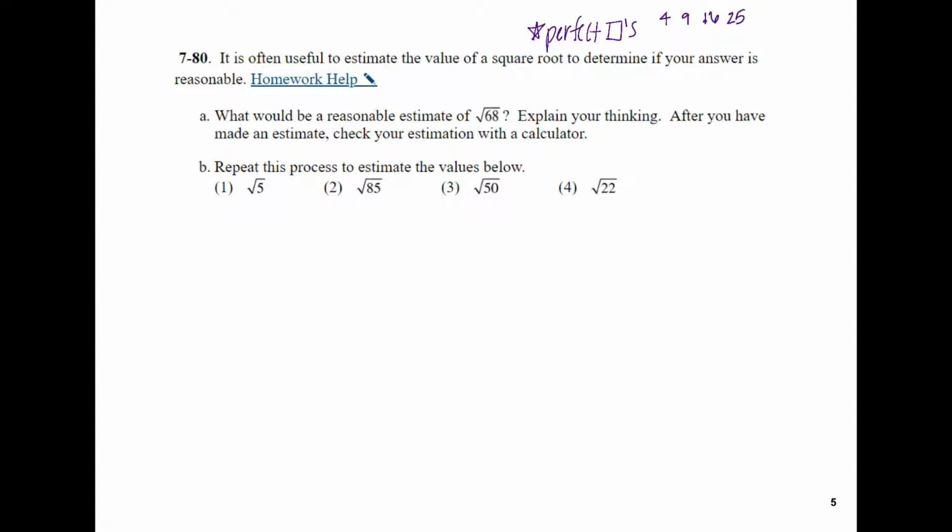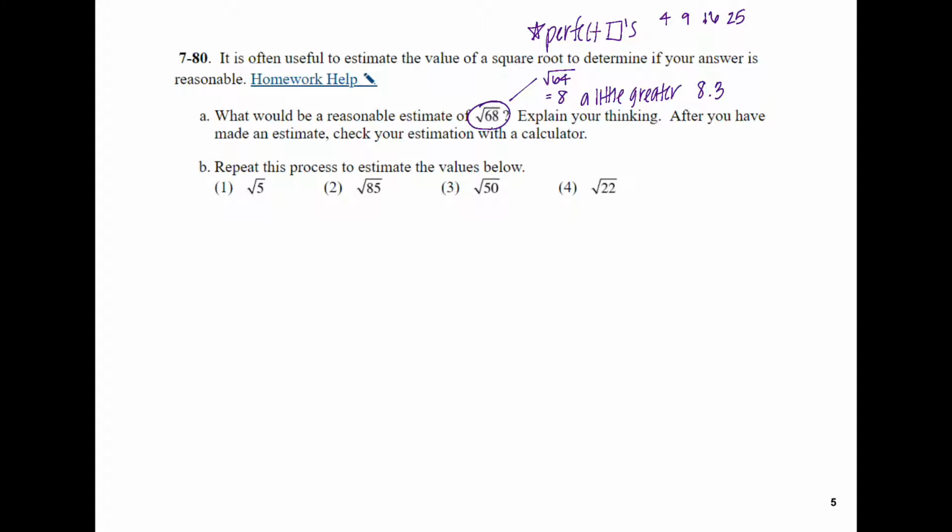Those are our perfect squares. So what would be a reasonable estimate of the square root of 68? Explain your reasoning. After you have made an estimate, check your estimation with a calculator. So when I look at the square root of 68, I think of the square root of 64 as being equal to 8. If I'm looking at the square root of 68, it should be a little bit greater than 8 because it's slightly bigger, so I'm going to guess approximately 8.3.